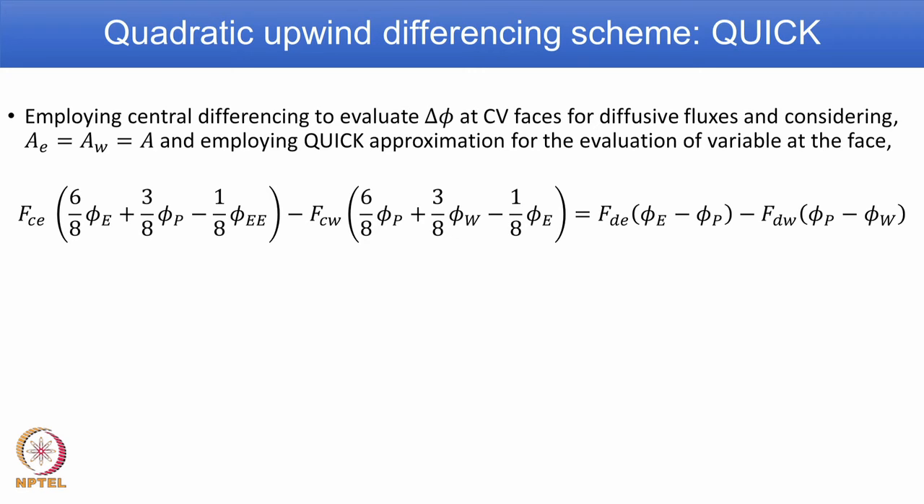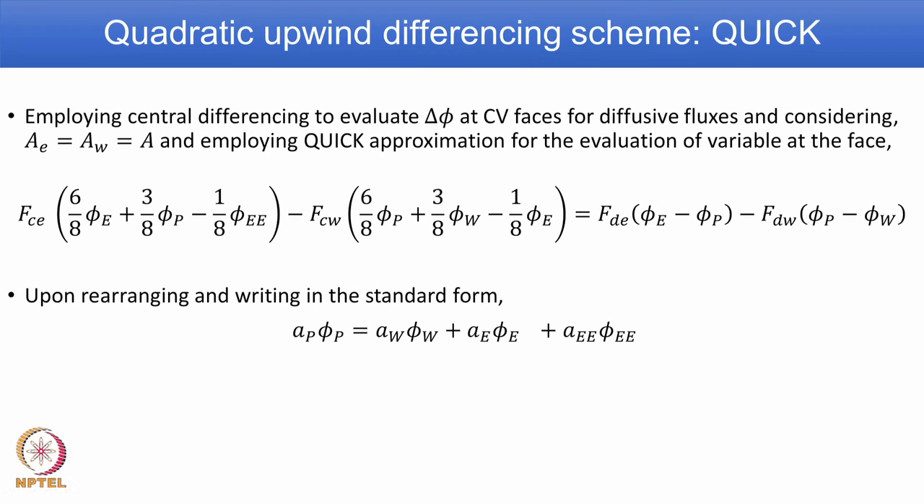So, we follow the same sequence, employing central differencing type of approximation for the derivative used in the diffusive term, and employing QUICK type of approximation for the evaluation of the variable at the phase, then we get the discretized form of the equation as shown here. All that we have done in this case is substituting the corresponding QUICK formulation for convection, which is on the left side, and the right side is diffusion, and we already know about it.